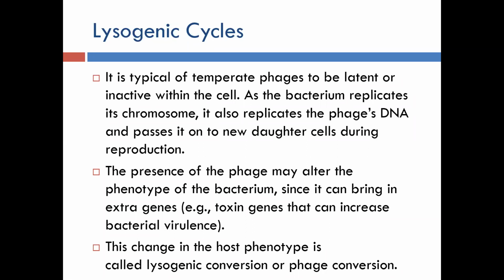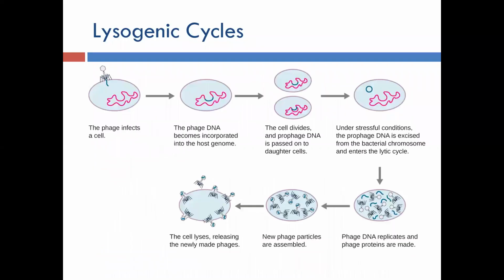If you remember from genetics, the difference between genotype and phenotype: genotype is the genetic composition, and phenotype is how it is expressed. So this bacteria will actually form a new type of bacteria, which may be more virulent. Viruses can even assist bacteria in becoming more infectious or more virulent based on a lysogenic cycle. This change in the bacteria or host is called a lysogenic conversion, or a phage conversion.